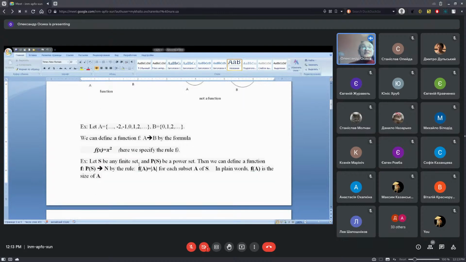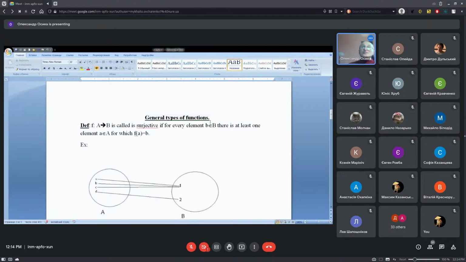Let S be any finite set and P of S be a power set, actually system of subsets of S. Then we can define a function f from P of S to N by the rule: f of A, some subset of S, that is an element of this power set, is the number of elements in this set A. For each subset A of S, in plain words, f of A is the size of A. This is the rule, the size of A.